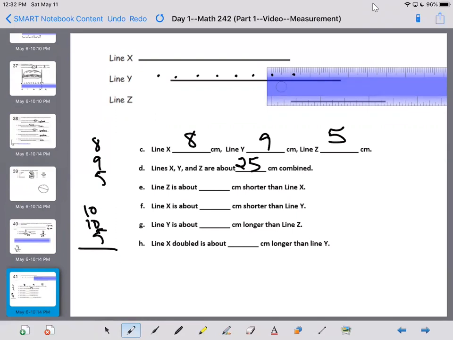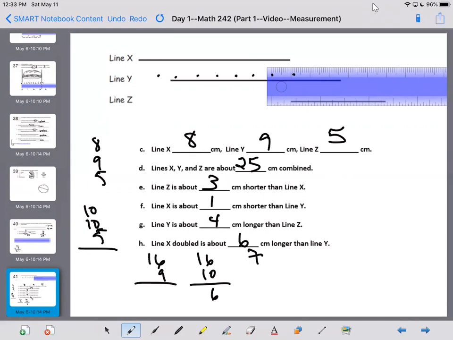Line Z is about how many shorter than line X? We could just go with we know 8 and 5, so it's 3. Line X is about how many centimeters shorter than line Y, and it's about 1. Line Y is about how many centimeters longer than Z, it's about 4. Line X doubled is about, well, we have to double, so that's 16. How much more is it than 9? Well, we could say about 6. We could do 16 and 10 and think that that's about 6. Or we could use 7 if they want to do the subtraction there.